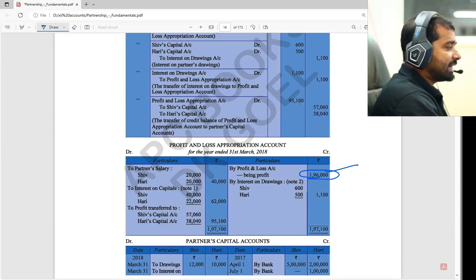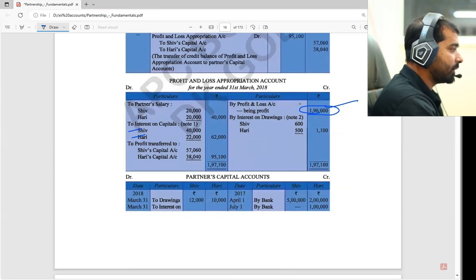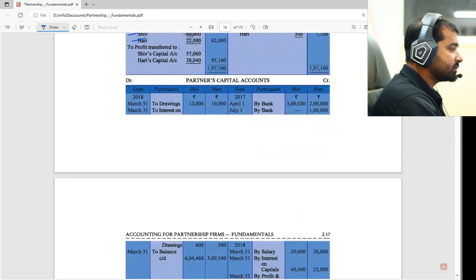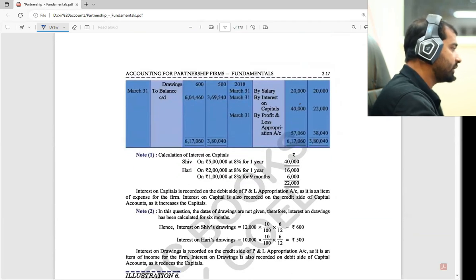Next, interest on capital. Is interest on capital there? Yes, interest on capital is there for Shiv and Hari. But for interest on capital, some working note calculations are needed because additional capital is also there. That's why we are calculating interest on capital down here. Let's see how to do that.